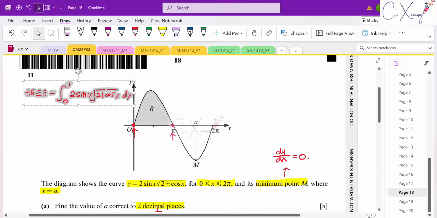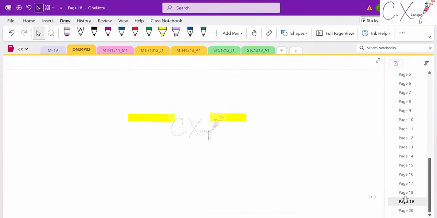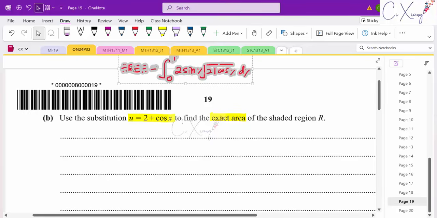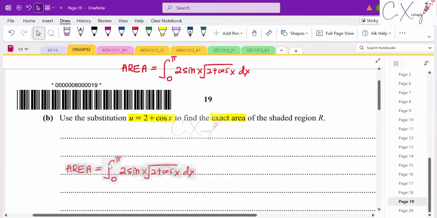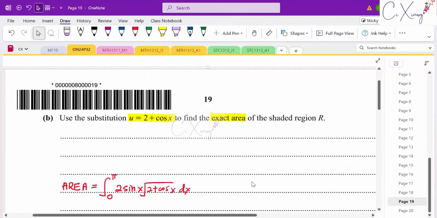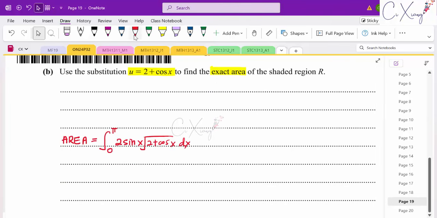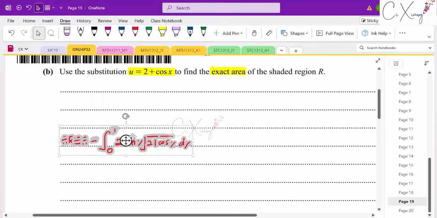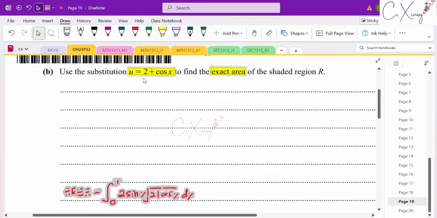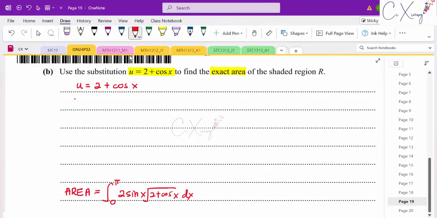Okay, so let's bring it to the next part. Just now we already know that our area is this one, right? The general formula. Now for integration by substitution, you have to start with the substitution equation first. They already give us the substitution equation, which is u equals 2 plus cos x. So the general process is we have to find the differentiation first, so I want du/dx first.